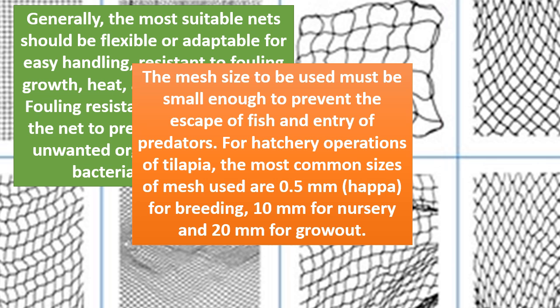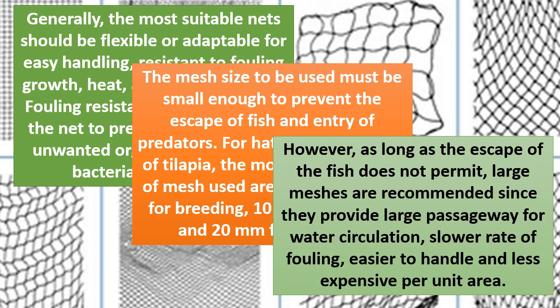For hatchery operations of tilapia, the most common sizes of mesh used are 5 mm for the hapa for breeding, 10 mm for nursery, and 20 mm for grow out. However, as long as the escape of the fish is not permitted, large meshes are recommended since they provide large passageway for water circulation, slower rate of fouling, easier to handle, and less expensive per unit area.